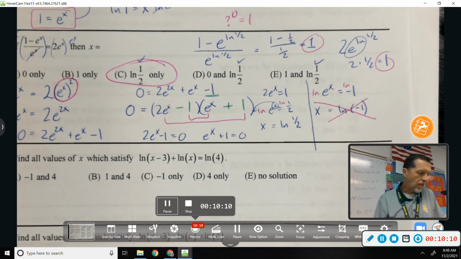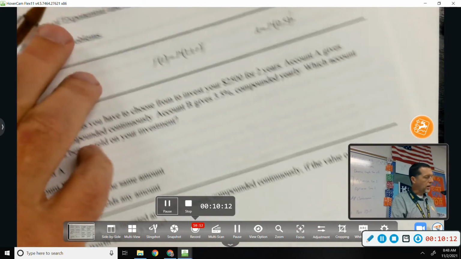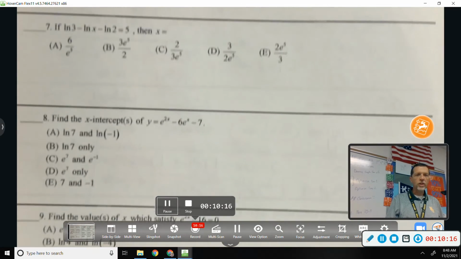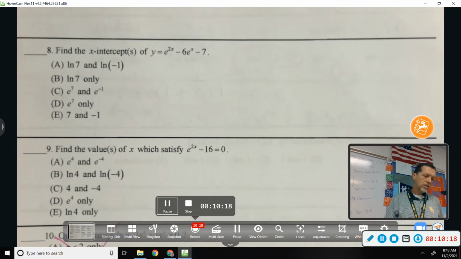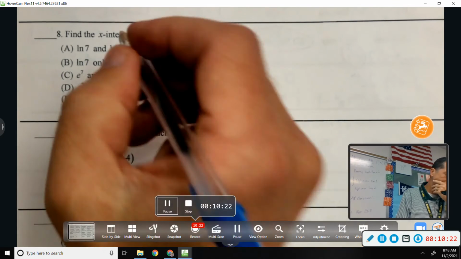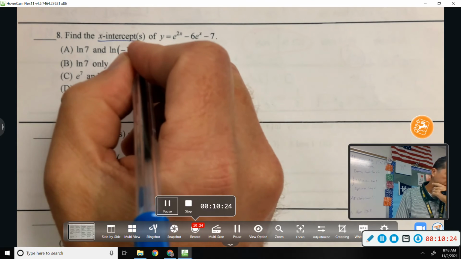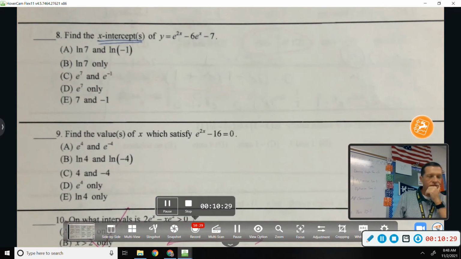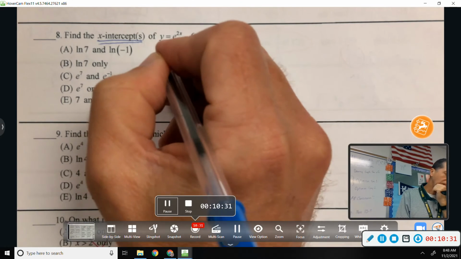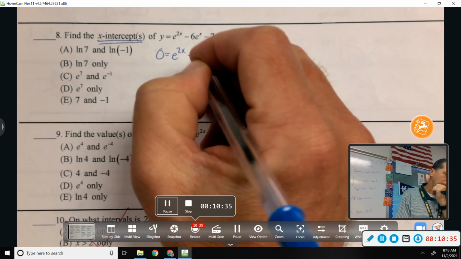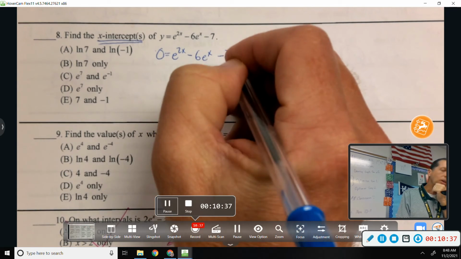All right, that problem is really similar to number 8. Number 8's a little more straightforward, and the factoring's easier. So flip to number 8. Find the x-intercepts. How do we find x-intercepts? Set y equal to 0. So that's just a sneaky way to get you to solve an equation.